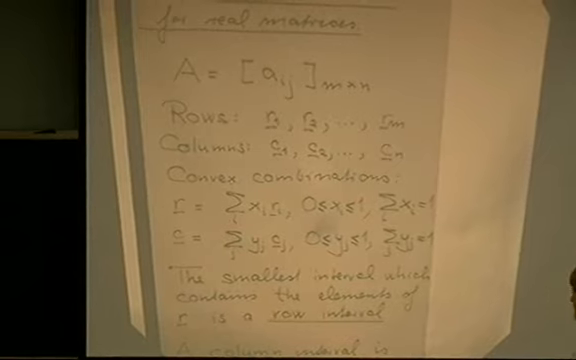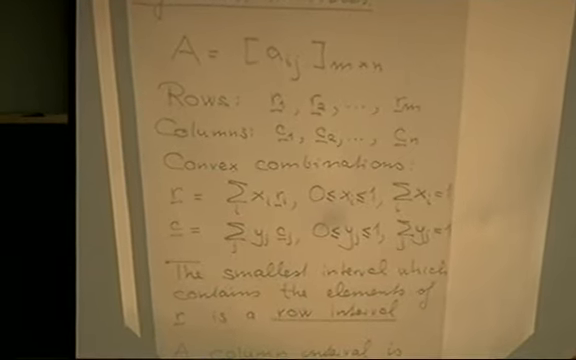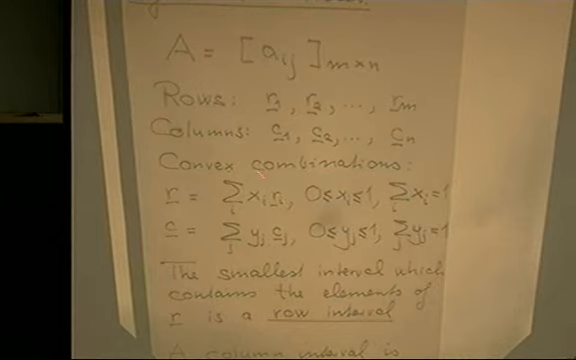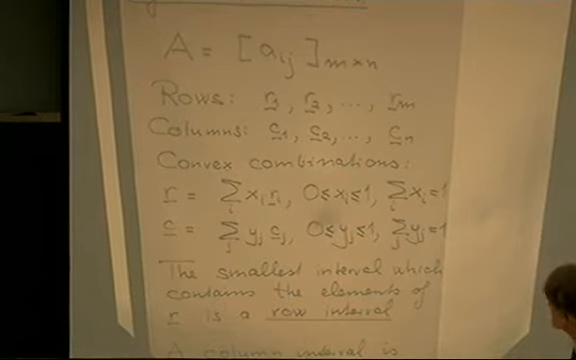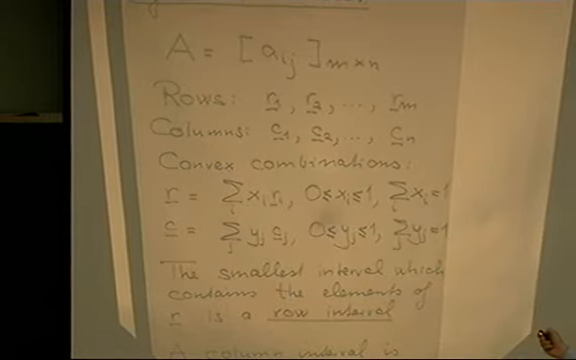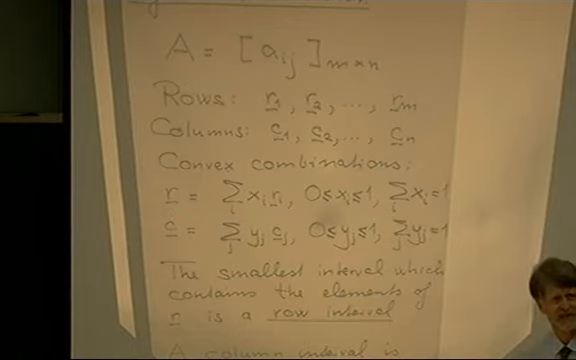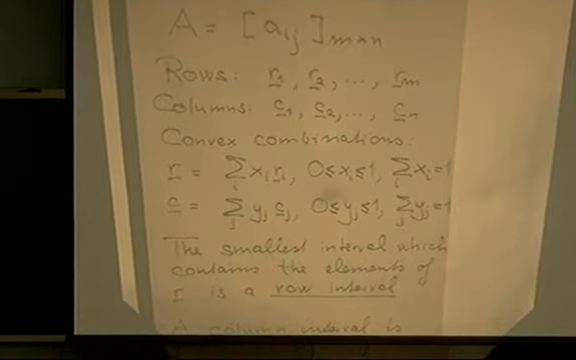So let me define what a convex combination is, although you know it. We take a linear combination of the rows, and all the coefficients should be between 0 and 1, and they should add up to 1. So this is what we call a convex combination. We also take a convex combination of the columns. And when I talk about a row vector, I mean one of these, but I will also call this a row vector, although this is slight abuse of notation. So a convex combination of rows, I will also call that a row vector.